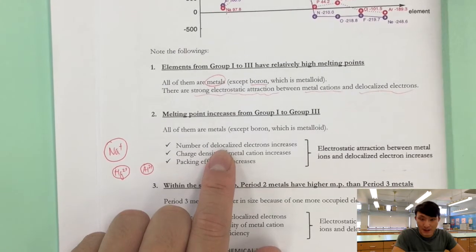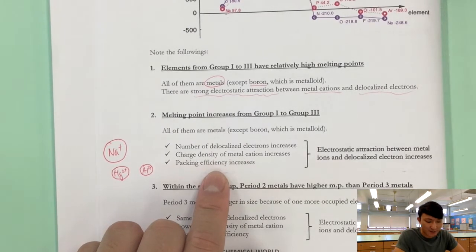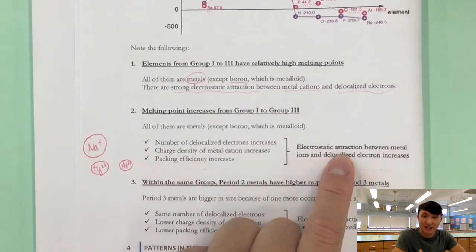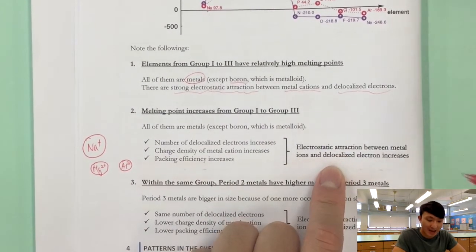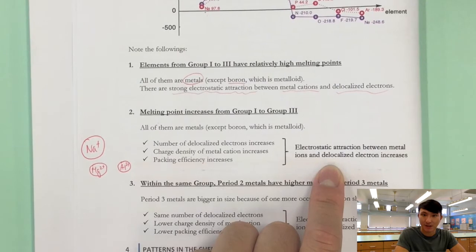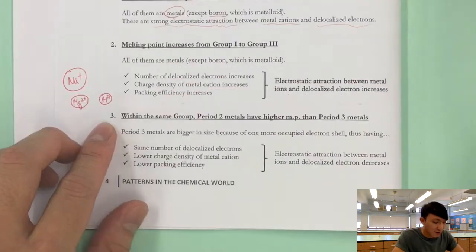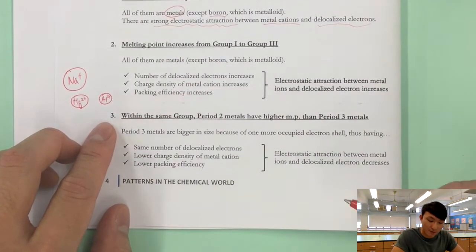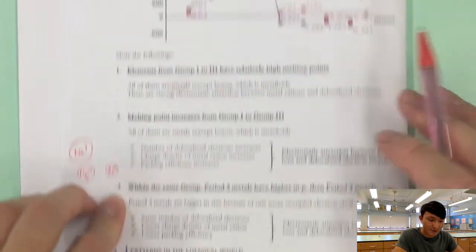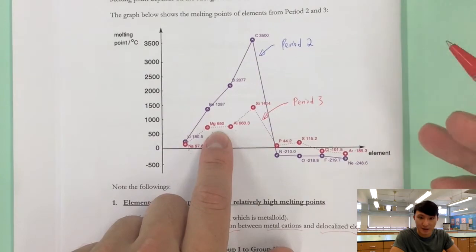Okay? So for aluminium, it has the greatest number of delocalized electrons, plus the highest charge density, and perhaps the highest packing efficiency, and all this reason will account for the stronger electrostatic attraction between metal cation and the delocalized electrons, and at the end of the day, it has the strongest metallic bond and therefore the highest melting point among the three species of the same period. Also, we compare elements of the same group. So you notice that period 2 metals are having higher melting point than period 3 metals. See, in general, the purple curve is lying on top of the pink curve.